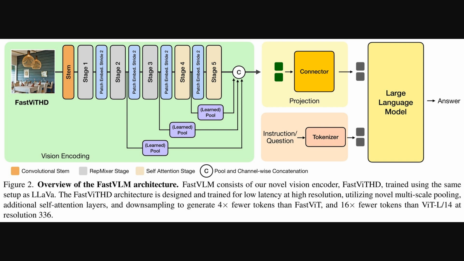Later stages use self-attention layers, which help the model focus on the most relevant parts of the image. Notice the learned pool blocks. These help to downsample, or reduce the size of, the image representation at different points. This multi-scale information is then combined and projected before being fed into the large language model. Meanwhile, any text input, like a question, goes through a tokenizer, breaking it into pieces the model understands, and then also to the large language model, which finally generates an answer. This design, with its specific stages and downsampling, is key to how FastViTHD generates fewer visual tokens and achieves that low latency we discussed.